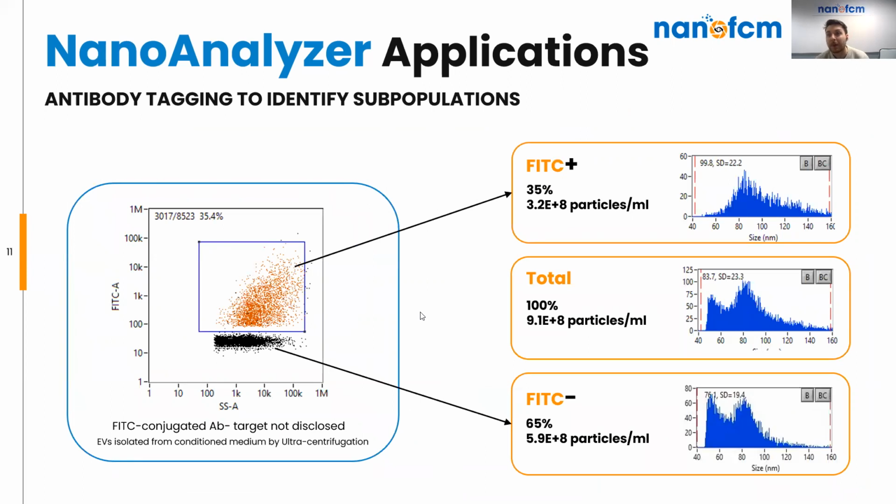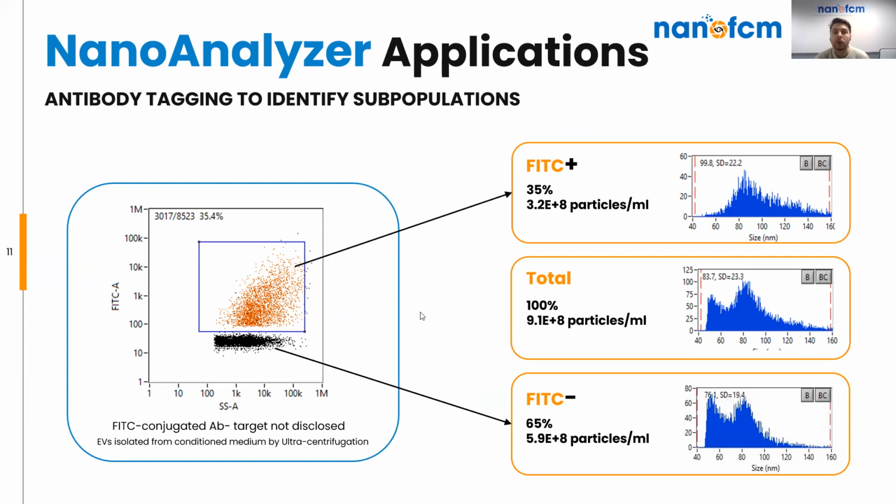This first example, I'll admit, is not a published one. This is just a simple way to express how we are interpreting data on the NanoFlow. So we've got here EVs isolated from conditioned media by ultracentrifugation, and a target protein has been labeled with the FITC conjugated antibody. So the first thing we can do is identify by side scatter the concentration of total particles, being 9.1 times 10 to the 8 particles per milliliter.